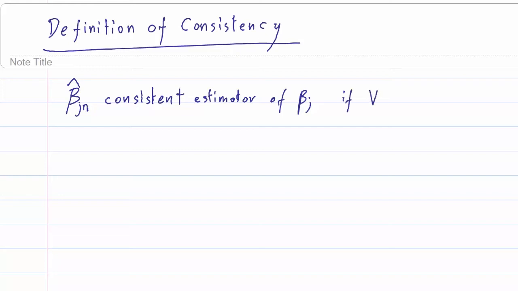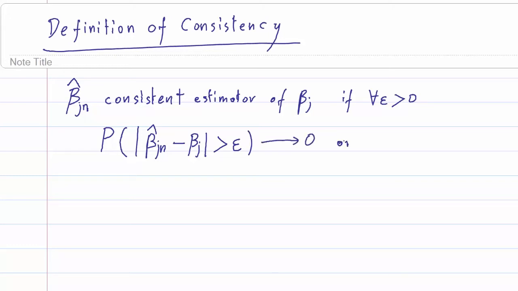If for all epsilon that are positive, and epsilon can be as small as we want, the probability that the distance between our estimator and the true value is bigger than epsilon goes to 0 as n goes to infinity. So you can also say that this distance will become very small when the sample size becomes very large.